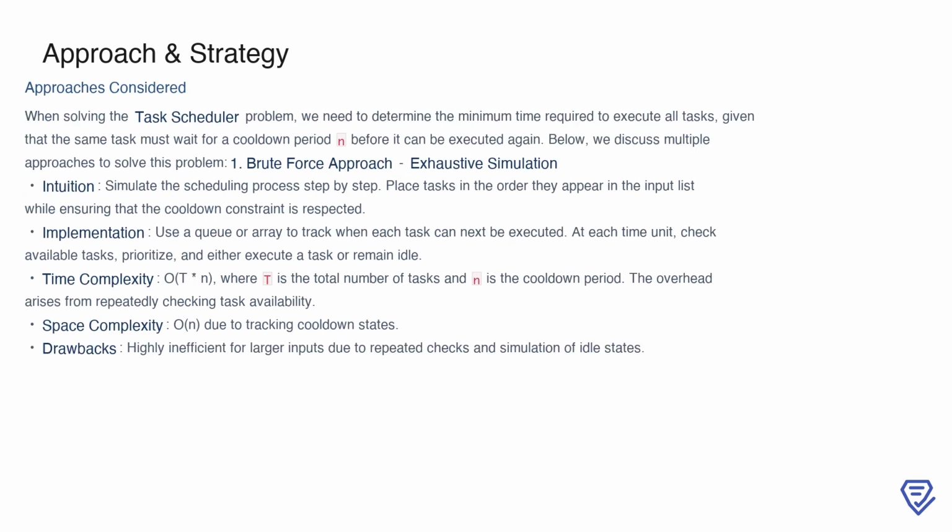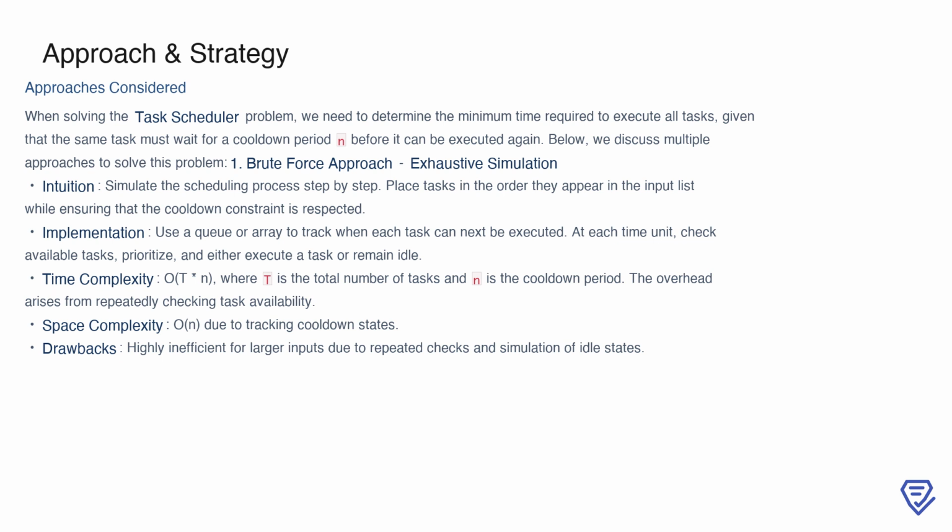To solve the task scheduler problem, the goal is to determine the minimum time required to execute all tasks while adhering to the cooldown constraint n. One approach we can consider is the brute force method, which involves simulating the scheduling process step by step. The intuition here is straightforward. We process tasks in the order they appear, ensuring that each task respects the cooldown period before being executed again.